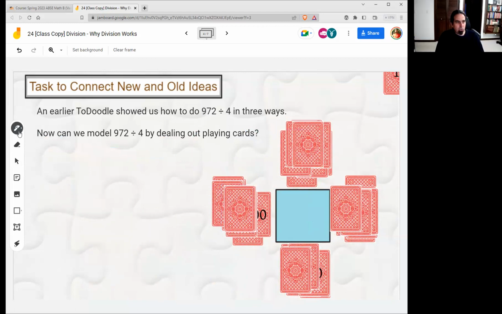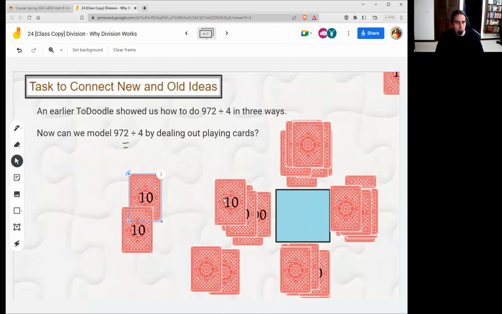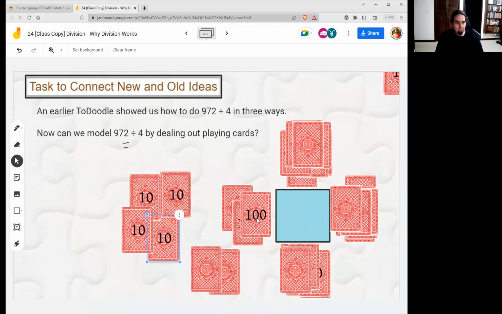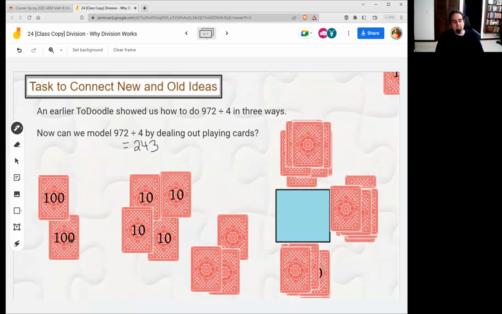So what's the answer going to be? Let's spread them out and see. So how many cards did each person get? It looks like 243. If you want, check on a calculator. Everyone okay so far? Yeah.